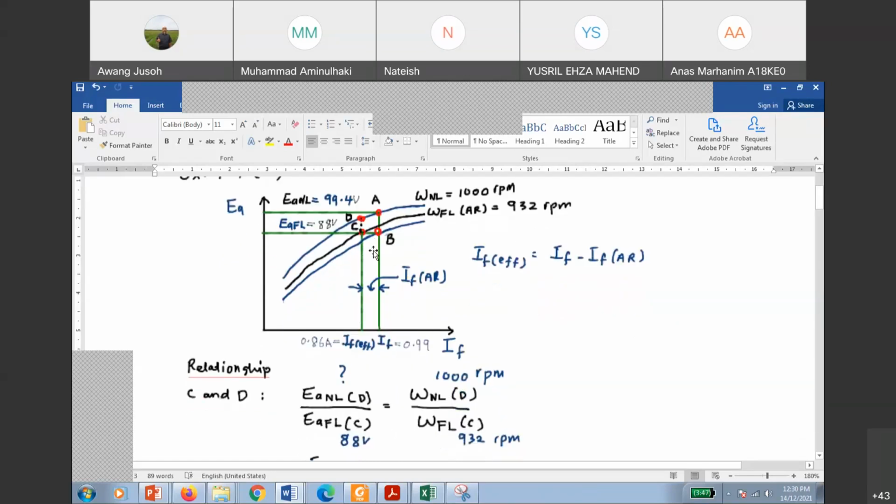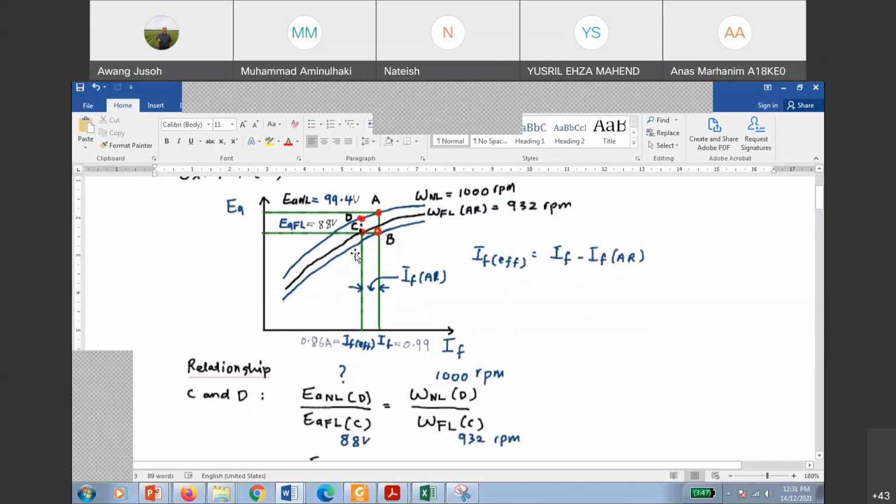Okay. Now in order to find point C, we need to find point D, so you can have the relationship between C and D, because you need to find the voltage, because the data is given based on this line, the 1000 rpm line, which is point D. So when we know the voltage, you can find the current, right? Because the plot gives us the relationship between Ea and IF. But the challenge now is we need to know what is Ea at point D.